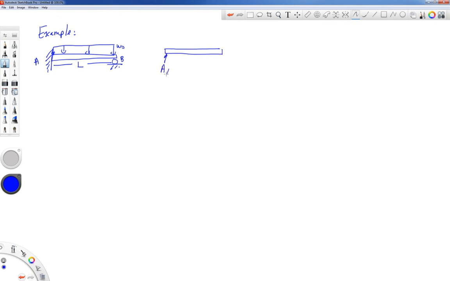We have our AY and our AX in general. It's going to turn out to be 0. Then we have our MA from the wall, and then we have the BY reaction from the roller. The length of the beam is L, and we have a constant distributed load, W0, applied to it. Now, the L and the W0 are the things that are known in this problem. The unknowns right now are the reactions.